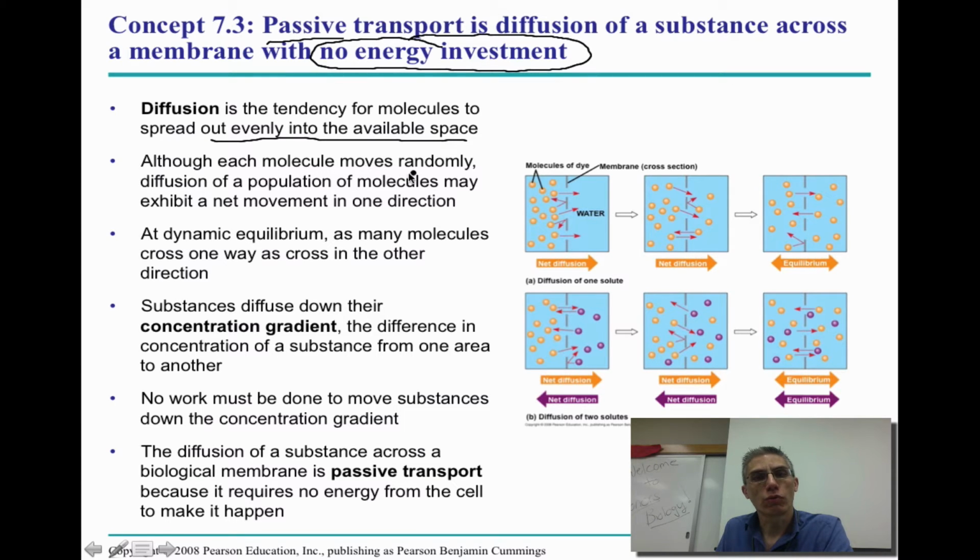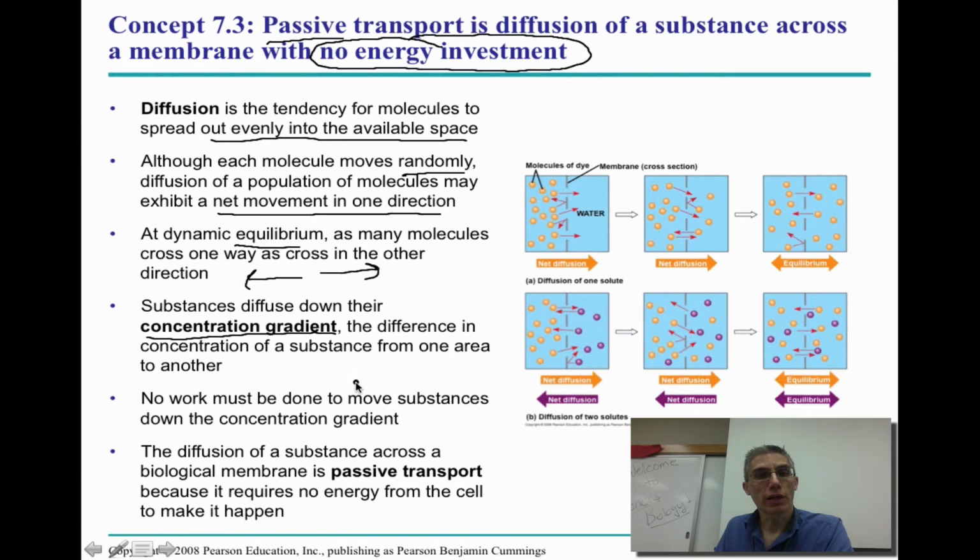Although each molecule is going to move randomly, diffusion of a population of molecules may exhibit what we consider a net movement in one direction. At dynamic equilibrium, as many molecules cross one way as cross the other direction, and that's what dynamic equilibrium is going to refer to. In other words, going back and forth until you have approximately the same concentration of molecules on each side. The movement never stops, but you have about the same number moving this way as you would have moving that way. Now, substances are going to diffuse down their concentration gradient, and that gradient is the difference in concentration of a substance from one area to another.